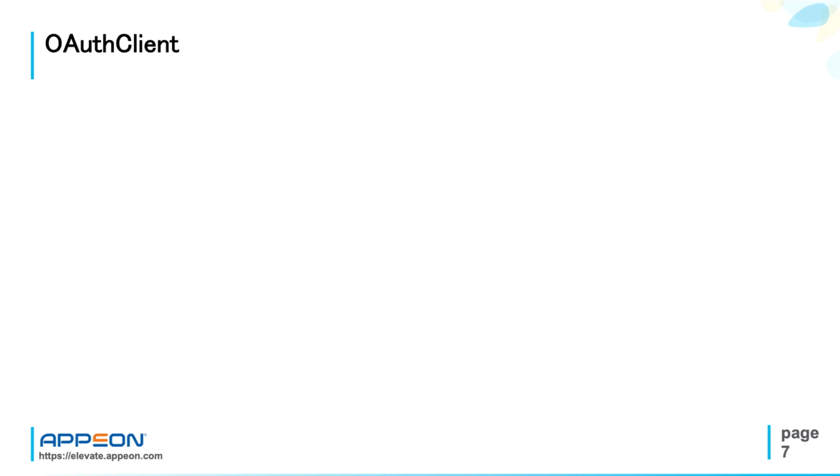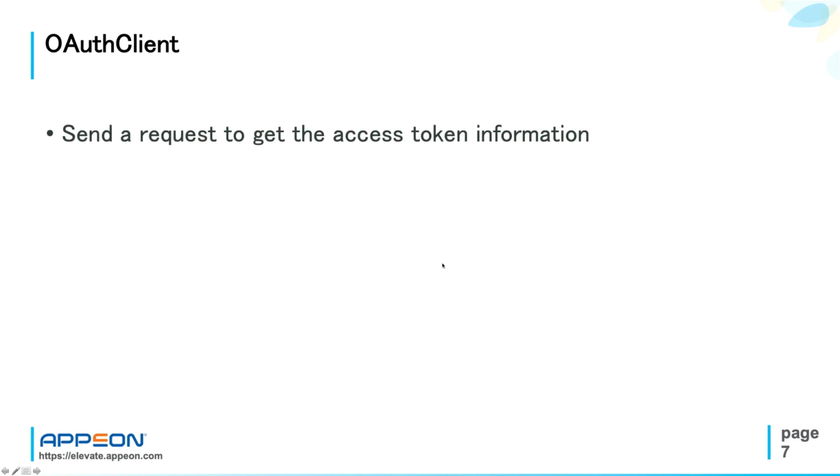OAuthClient is the new object in PowerBuilder in charge of handling the protocol. It allows sending a request to retrieve access tokens, which are the things that applications use to make API requests on behalf of a user.